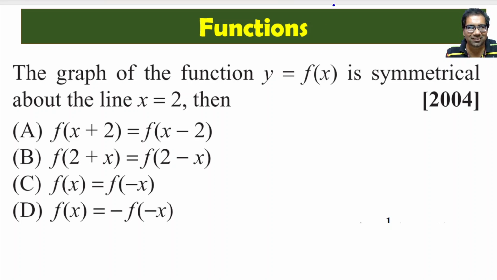Here we are told that there is a function y equal to f of x, and this function is symmetrical about the line x equal to 2. Then which of these following four are applicable? f of x plus 2 equal to f of x minus 2, f of 2 plus x equal to f of 2 minus x, f of x equal to f of minus x, f of x equal to minus of f of minus x. Let us try to understand what all these four mean.